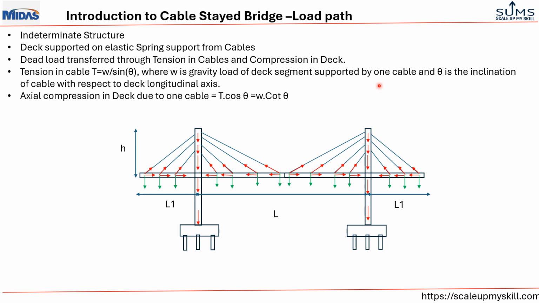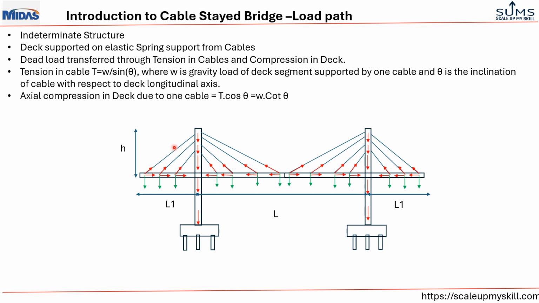The load path of a cable-stayed bridge is like this: it is itself an indeterminate structure. Here the deck load is transferred to the cable and then goes to the pylon, and from the pylon it goes to the foundation. So here the steel cables are subjected to tension, the deck is subjected to compression and bending, and the pylon is also subjected to high compression and sometimes bending as well.